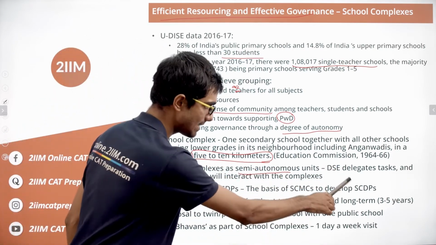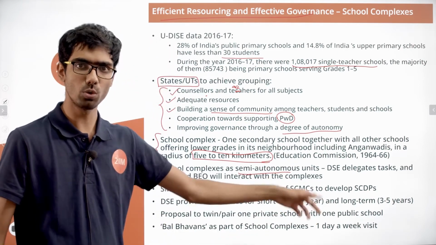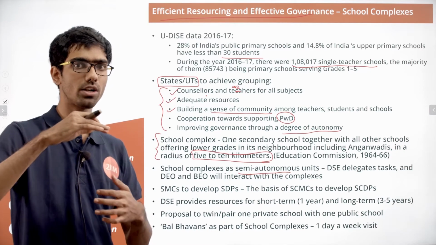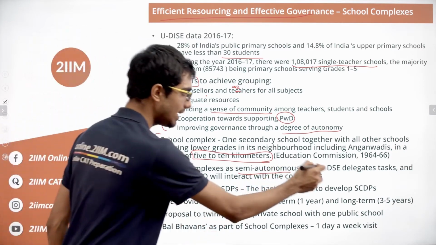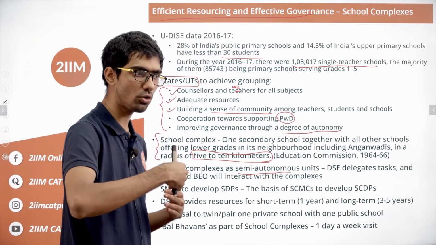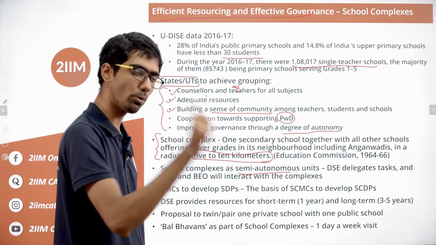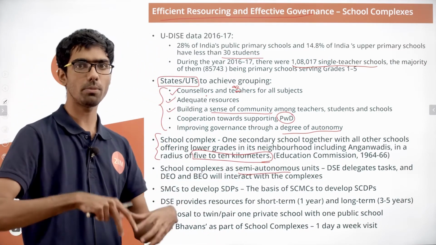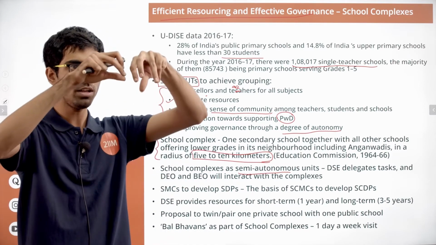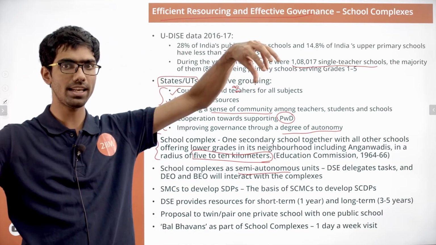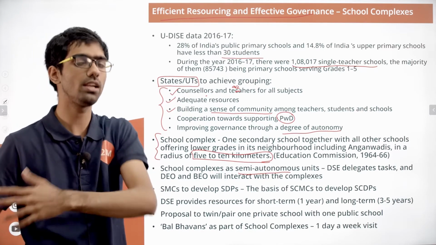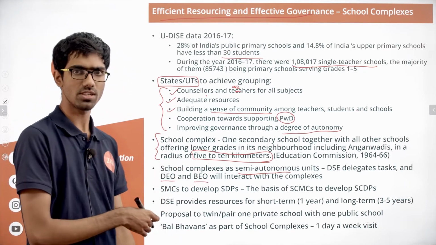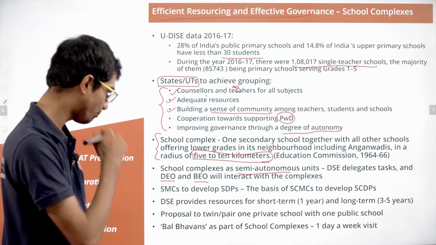So DSC delegates tasks. DSC is Directorate of School Education. The DSC happens to be the statutory body across every state. So the DSC delegates tasks. What needs to be achieved in those school complexes will be put forth by the DSC, and the DEO and BEO will interact with the complexes, and the complexes will frame. So there's some level of understanding and cooperation between these three levels, but there is a degree of autonomy given to the school complexes. DEO and BEO are district educational officers and block educational officers.